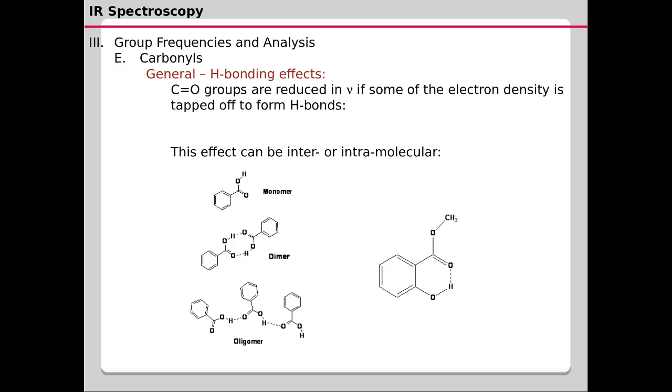So there could be different types of hydrogen bond formation. It could be intermolecular hydrogen bonding, such as the ones that you see in the case of a dimer of two benzoic acid molecules, or it could be intramolecular. In all these cases, hydrogen bonding reduces the carbonyl functional group's stretching frequency.